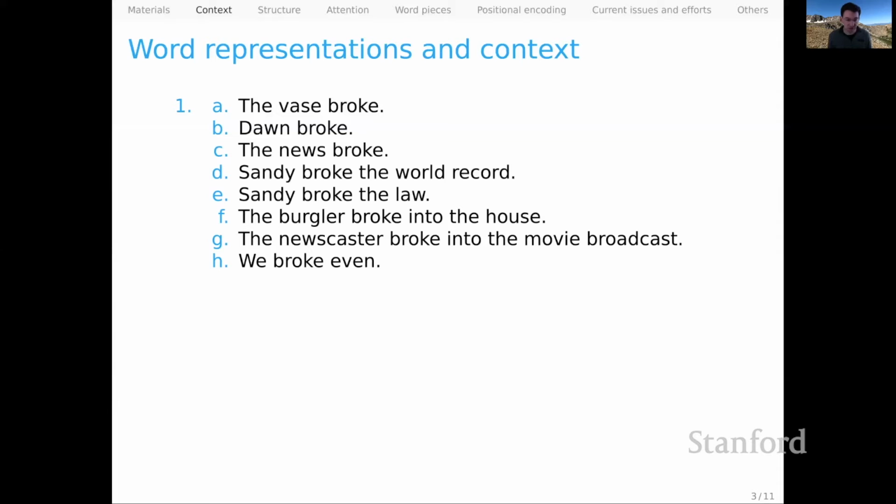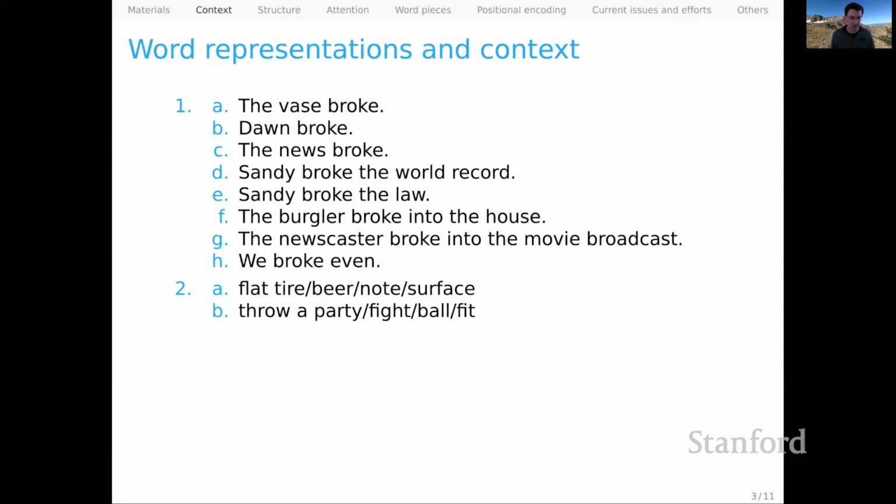Here are a few additional examples. We have things like flat tire, flat beer, flat note, flat surface. It's clear that there is a conceptual core running through all of these uses, but it's also true that a flat tire is a very different sense for flat than we get from flat note or flat surface. We have something similar for throw a party, throw a fight, throw a ball, throw a fit. We have a mixture of what you might call literal and metaphorical here, but again, a kind of common core that we're drawing on. But the bottom line is that the sense for throw in this case is very different depending on what kind of linguistic context it's in.